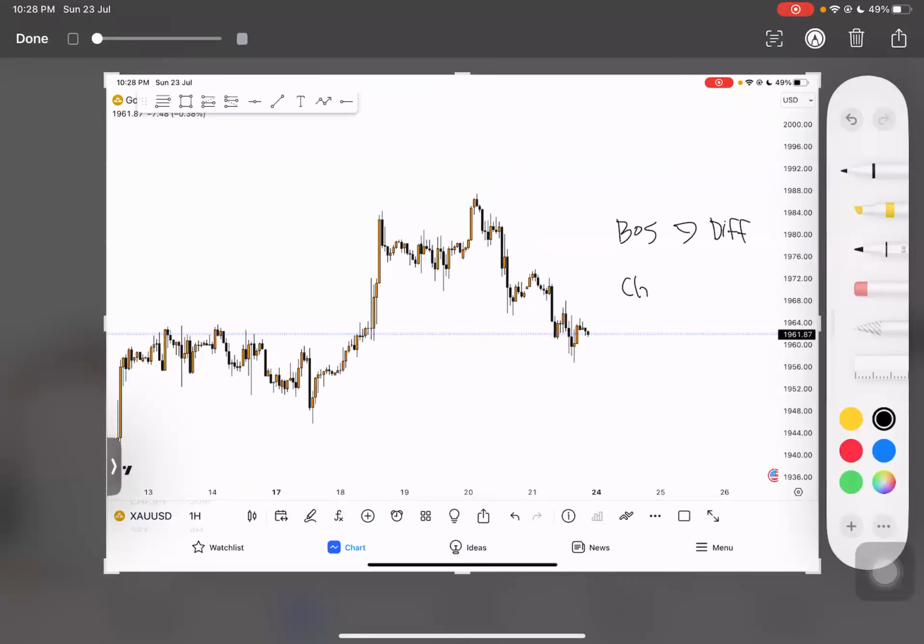But change of character means in the uptrend you find the opposite. For example, right now it's an uptrend, right? So this one will be considered as change of character, and then the second one will be considered as a BOS. Like this only.